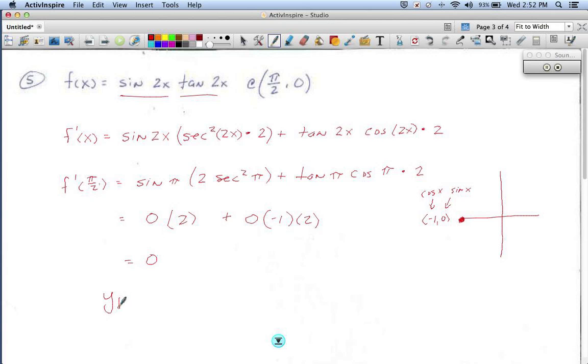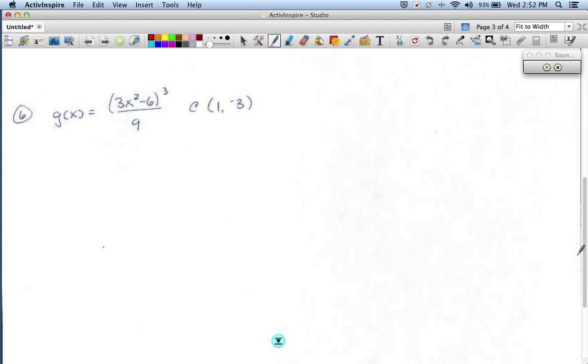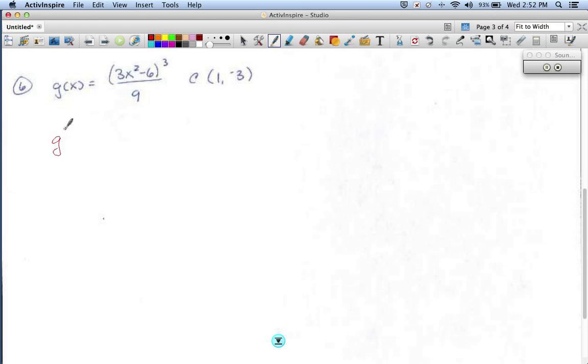So y tangent minus 0 equals 0 times x minus pi over 2. So y tangent equals 0. And g of x, so g prime, again, we're doing tangent line here. You know what, before I get to g prime, I'm going to rewrite this a little bit, because I bet you're all thinking quotient rule here. This is really 1/9 of 3x squared minus 6 cubed. Okay, so that's not a quotient rule, that's a constant multiplier. Now I'll jump into my derivative.